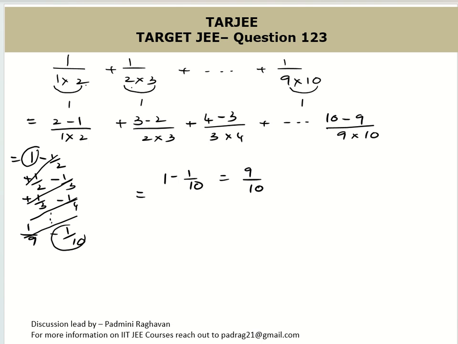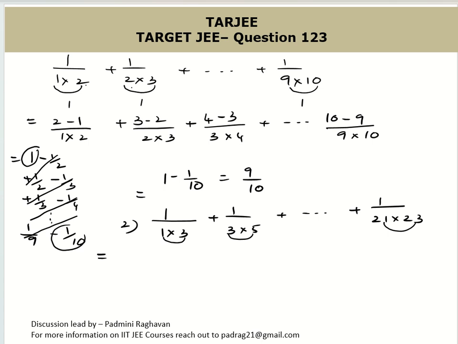Let me give you a second example. Example 2. Suppose it is 1 by 1 into 3 plus 1 by 3 into 5, etc. Say I am stopping with 1 by 21 into 23. So you can see that it is very similar to the previous series. This difference is equal to 2, this difference is equal to 2, this difference is equal to 2. So we need a 2 on top. So the extra step you need to do is multiply and divide by 2.